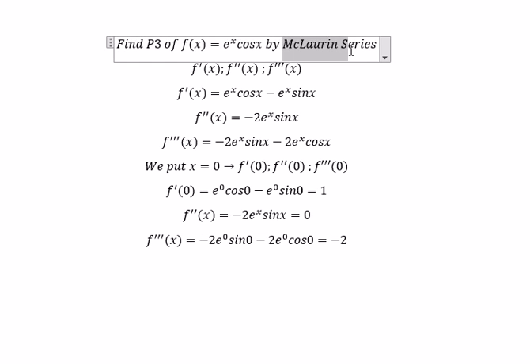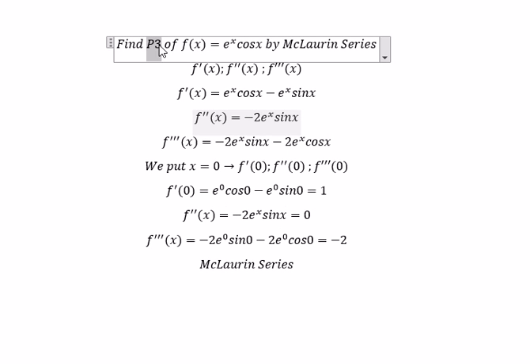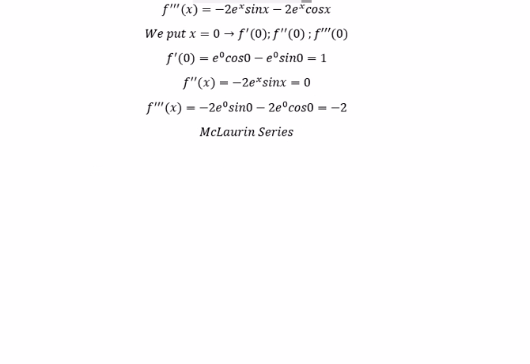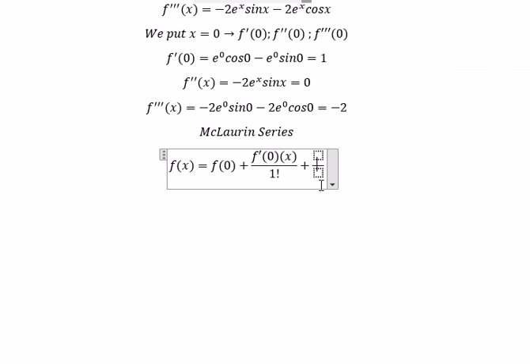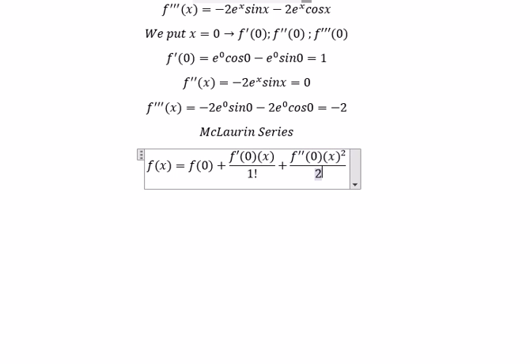And now we can apply the Maclaurin series. So we just find the polynomial of degree 3 only. So we get f of x equal to f of 0, plus f prime of 0 multiplied with x over 1 factorial. Later we go to the second derivative of the function, f double prime of 0 multiplied with x to the power of 2 over 2 factorial, and we have the next one.